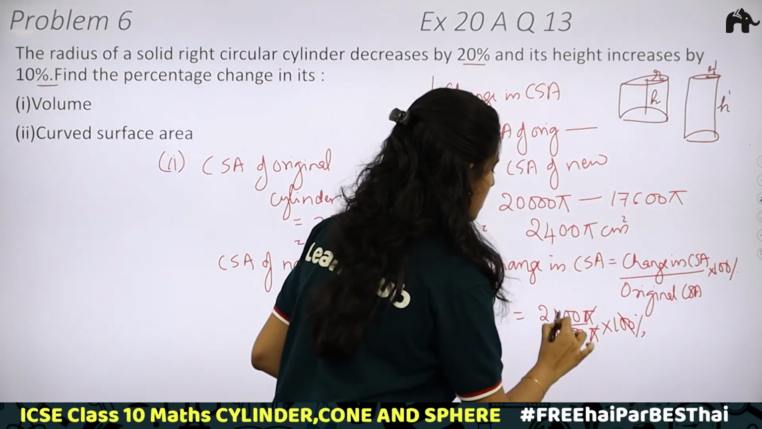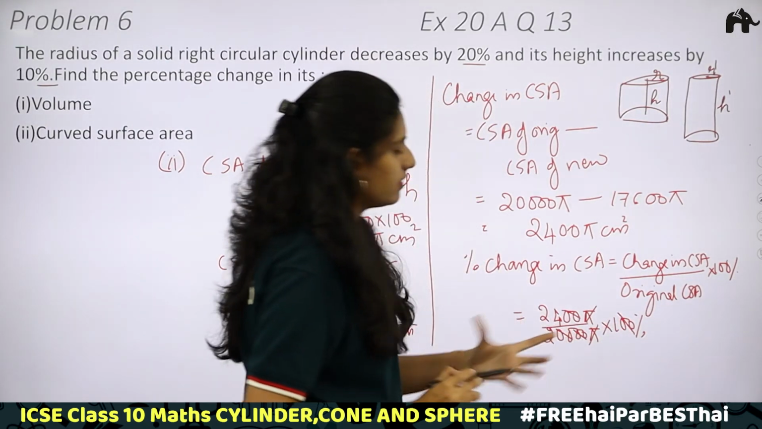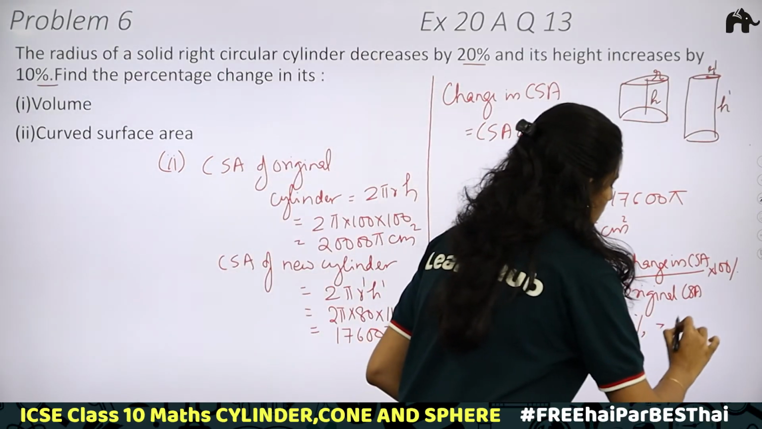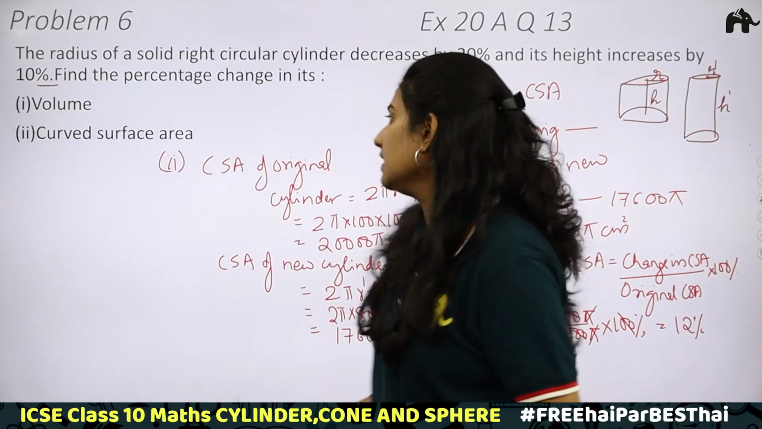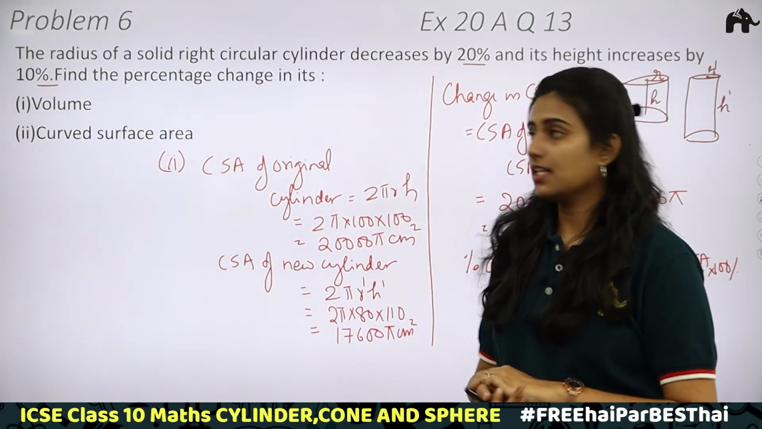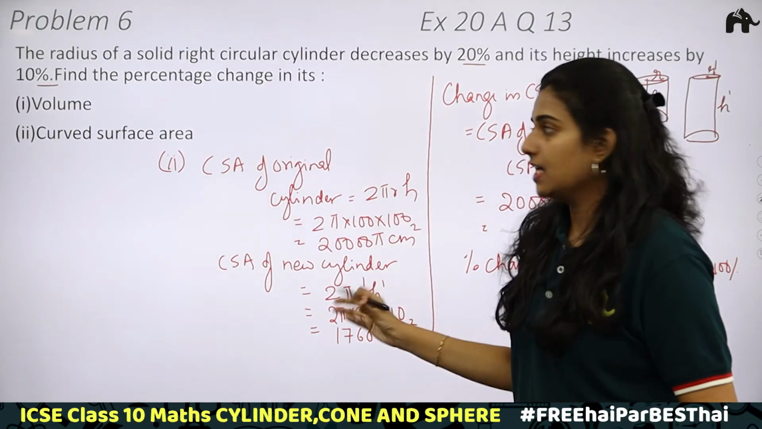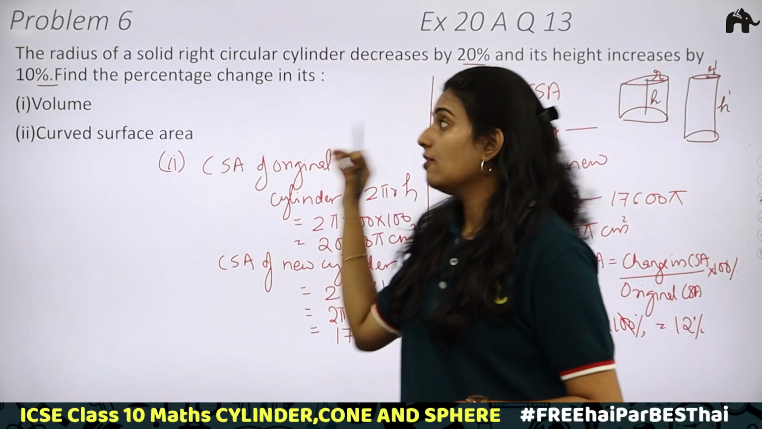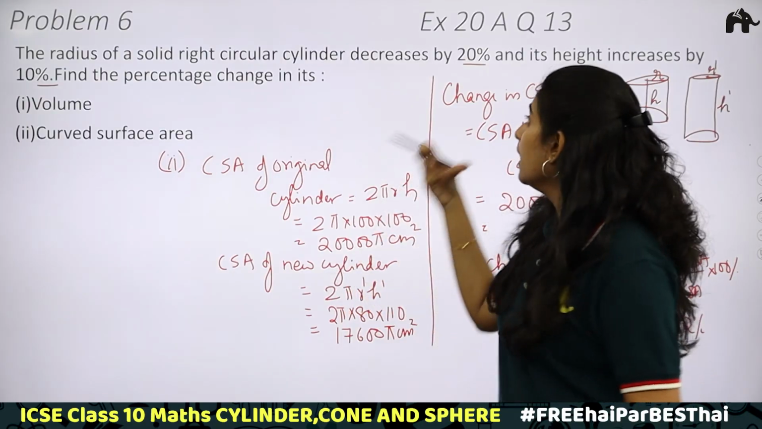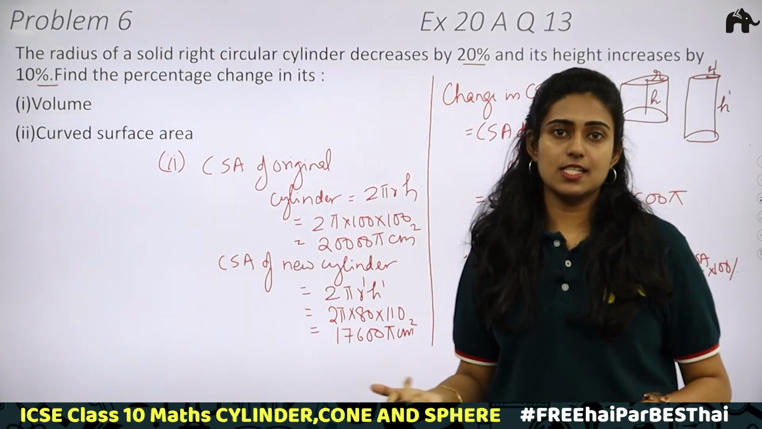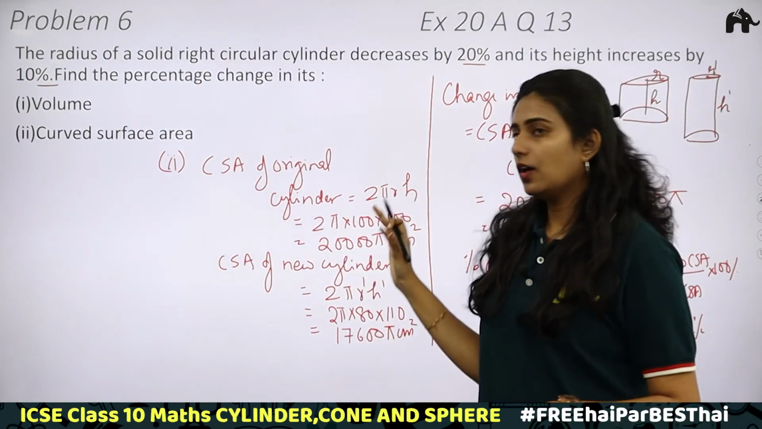2 zeros from here, 2 zeros from here. 24 divided by 2, which is equal to 12%. Therefore, the percentage change in curved surface area is 12%. Clear? 12% change happens to the curved surface area when the radius of the right circular cylinder decreases by 20% and height increases by 10%. Okay.